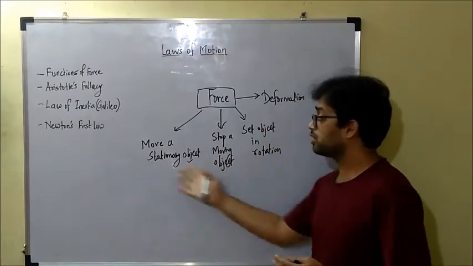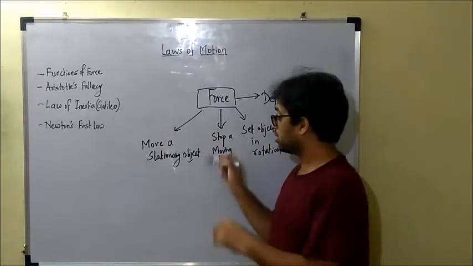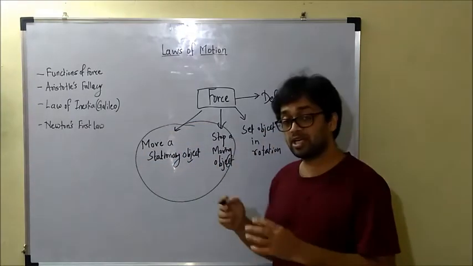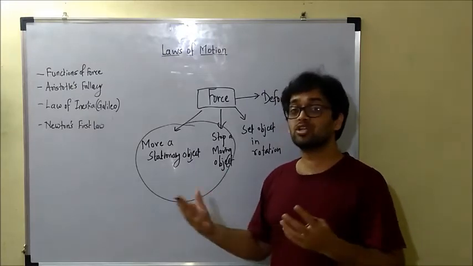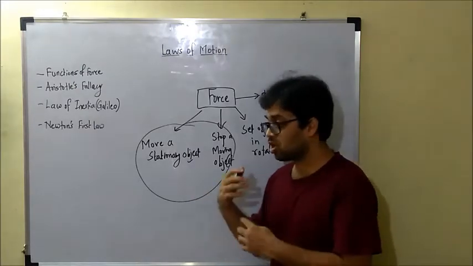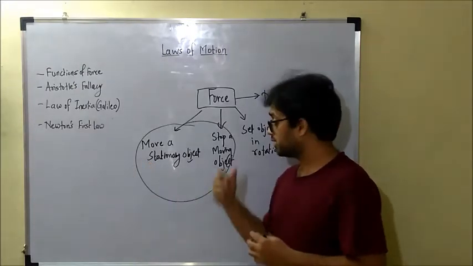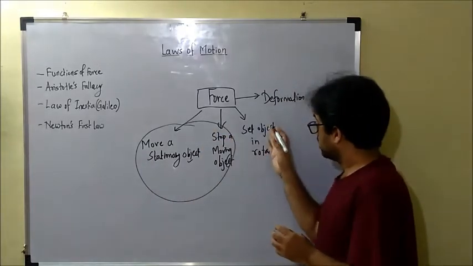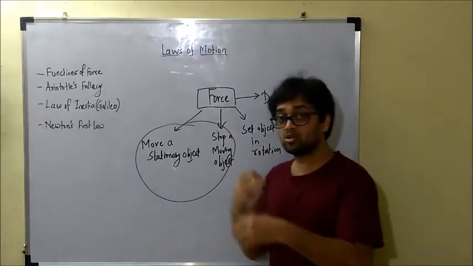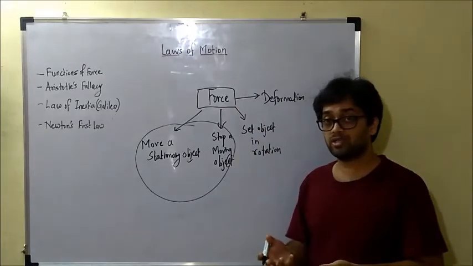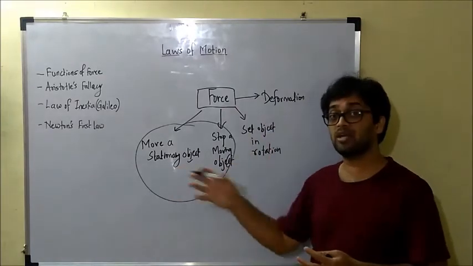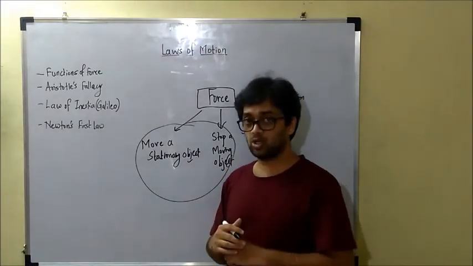So these are different functions that a force can do. It can change the translational motion of the object. Either it can cause the object to move, or it can stop the object that is moving. Then it can also set the object in rotation, and it can deform the object. These are the primary functions that a force can do.